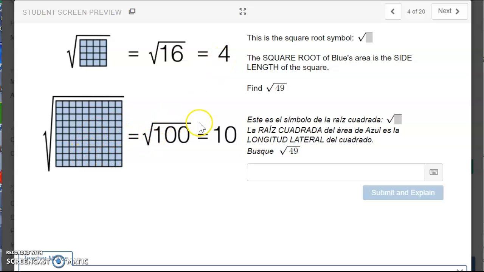And the square root of 100. If the area is 100, what is the side length? That's going to be 10. Okay, now it says find the square root of 49. If the area is 49, if you have 49 little squares, then what do you think was the side length? What number multiplied by itself is 49? Hopefully you're telling me it's 7, because 7 times 7 is 49.